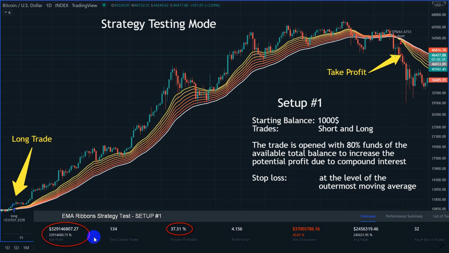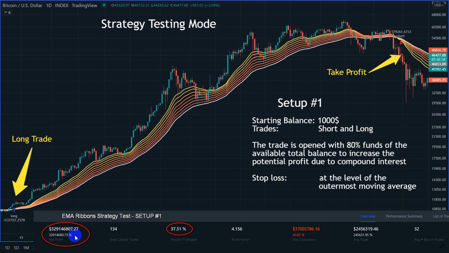Results. Despite the fact that out of 134 trades only 37% were profitable, the profit was $329 million, or 32 million%. Wow, that's hard to imagine, but here is the power of compound interest. The profit factor is 4.1.